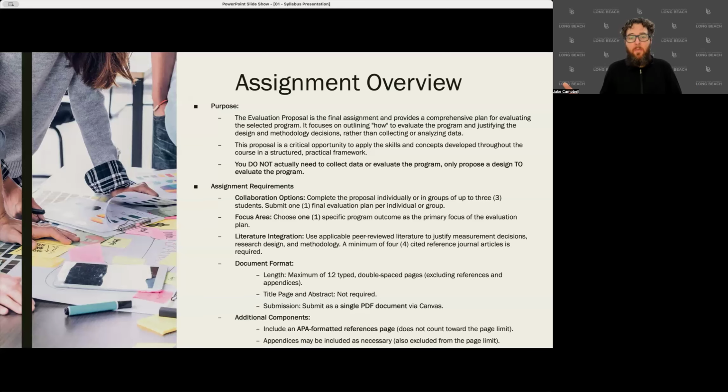If you do go down that path, you will still do just one evaluation proposal, and each one of the 2 or 3 of you will submit the same copy of the same evaluation proposal, but you will also all receive the same final grade. So there's some trade-offs to doing that. Certainly, many hands make light work, but everybody's subject to the same grade, which is a decision for you to make. The focus area: you're going to choose one specific program outcome.